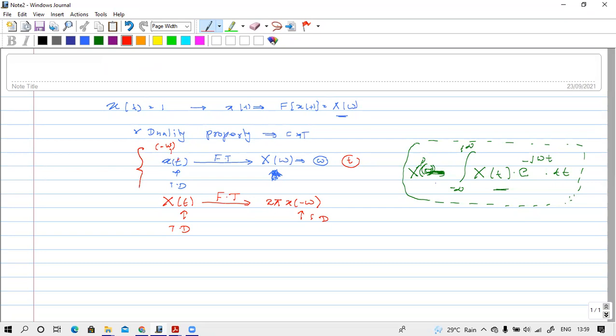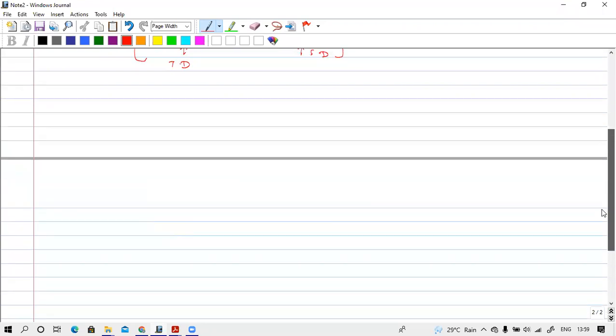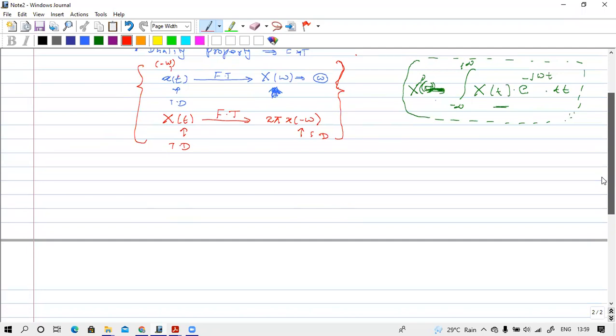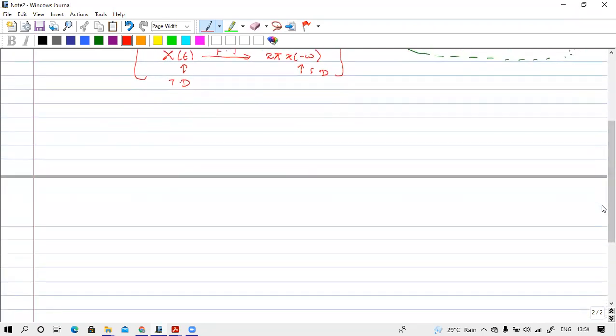Sometimes you may confuse it with the inverse Fourier transform. Actually, when I learned this the first time, I had that doubt. I felt that this is just like the inverse Fourier transform, but definitely it is not the inverse Fourier transform. So I will take an example to verify it.